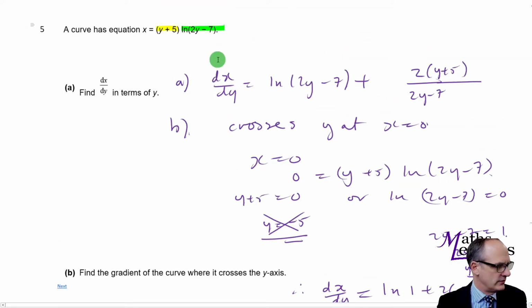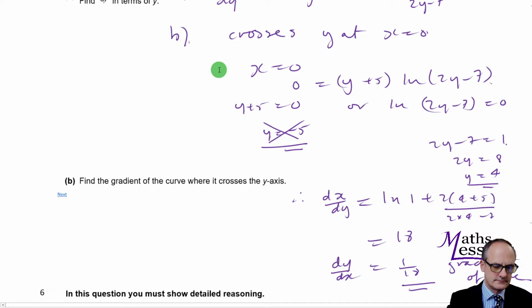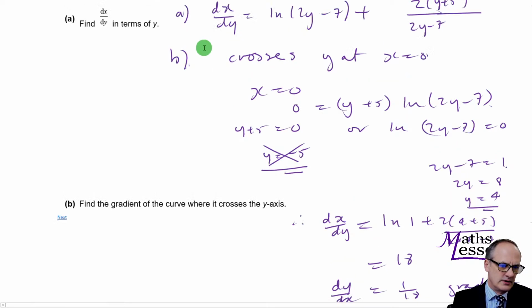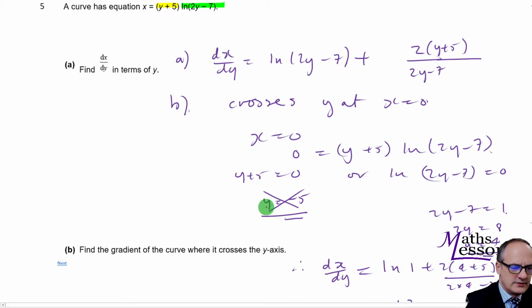Right, moving on to our next question. Yes, any questions on that? Oh yeah, quick question on why you can't use y equals minus 5.